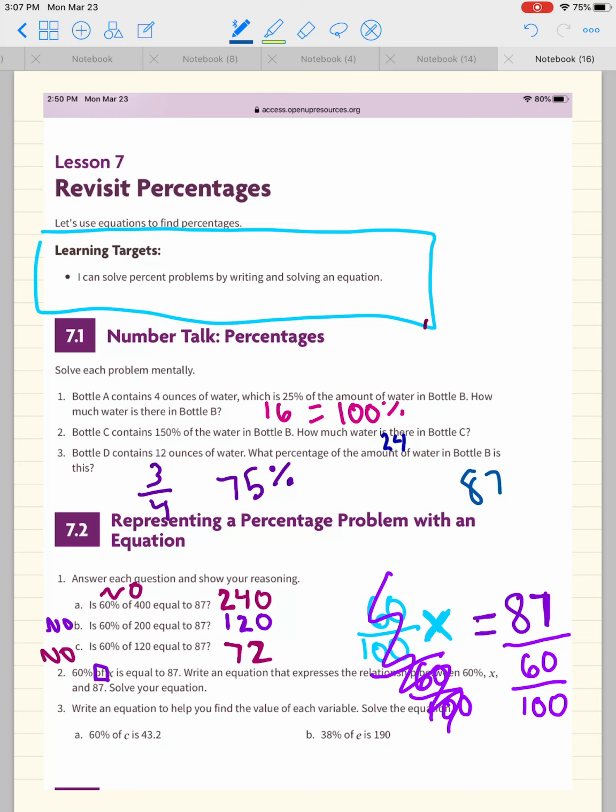I'm going to go ahead and show 87 divided by 60 over 100. Okay, remember, when you're dividing by a fraction, you're really multiplying by the opposite. So what you're going to need to do is 87 times 100 over 60. You're going to end up with 8,700 over 60.